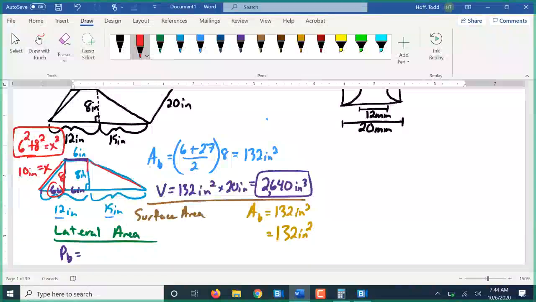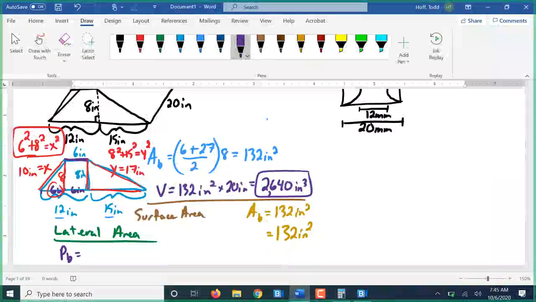On this side, we've got 8 and 15 for legs. That's 8 squared plus 15 squared equals, I'm going to call that side y, y squared. If you solve that, we get that y is 17 inches. Is there anybody that's struggling with the a squared plus b squared equals c squared, who wants me to go over how I got the 10 inches and the 17 inches?